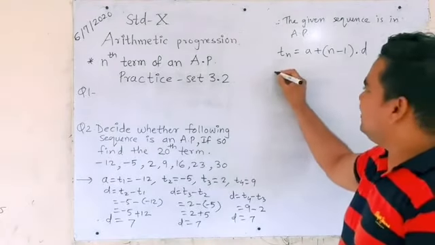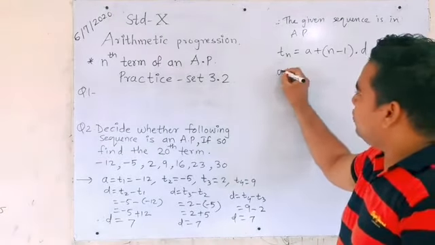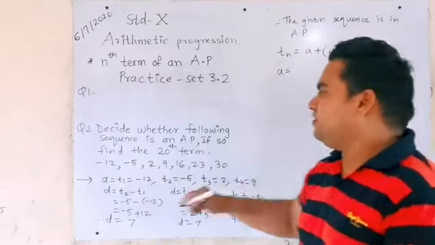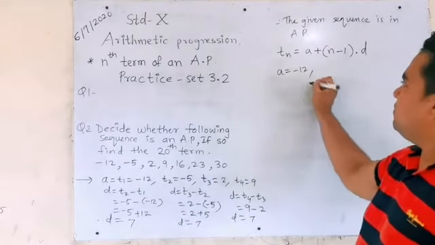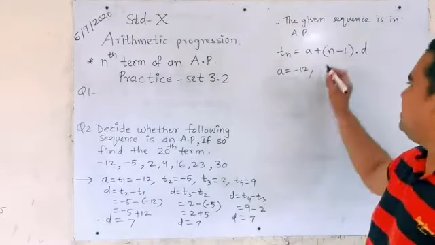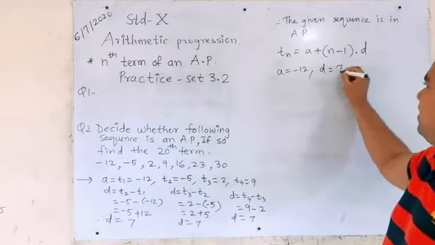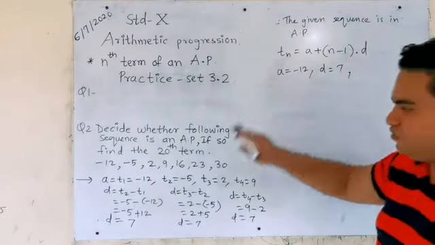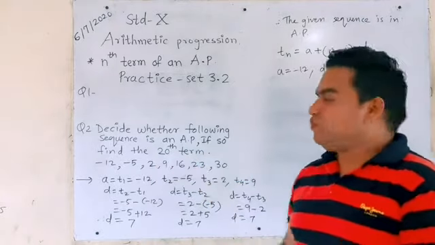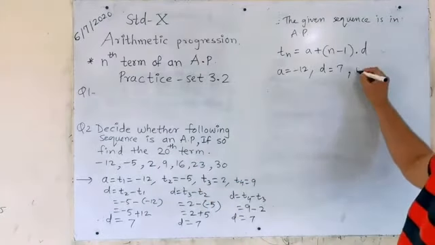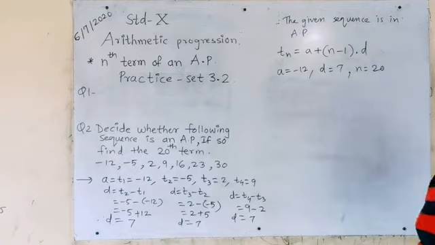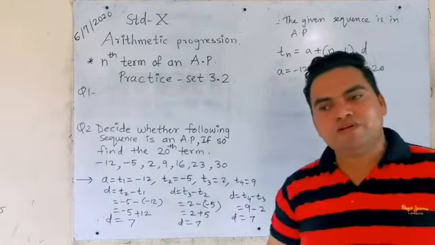First you have to write the values. A, the first term, will be minus 12. What is D? The constant difference, D, is equal to 7. One more value you need to write is the 20th term. It means the n value will be 20. Wherever n is there, I will put 20.